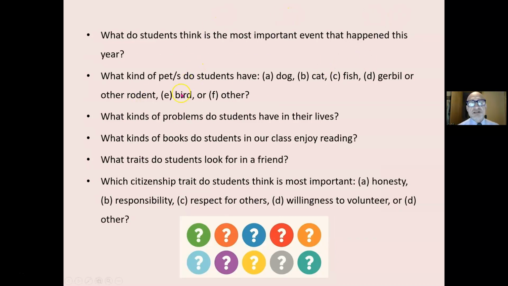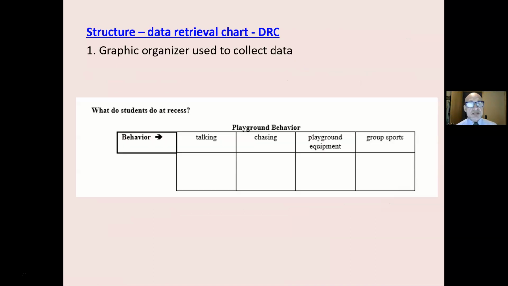Here's a closed response question. What kind of pets do students have? What do students think is the most important event that happened this year? That's open-ended. Ask the question, look for groups, inductive analysis, gather the data, etc. Structure is also created by using a data retrieval chart, and that's simply a graphic organizer that students use to collect and organize the data.